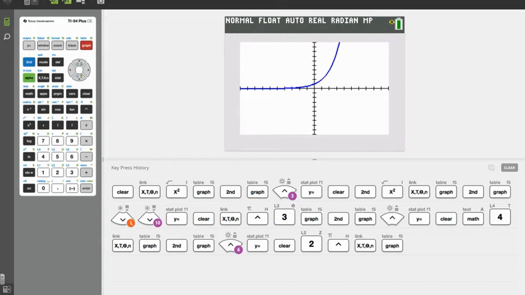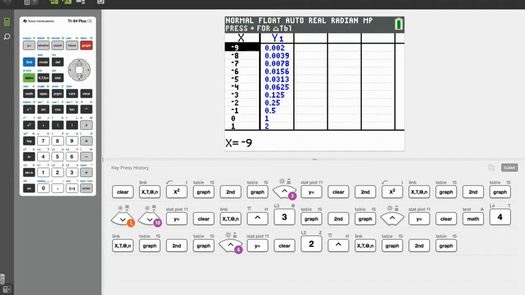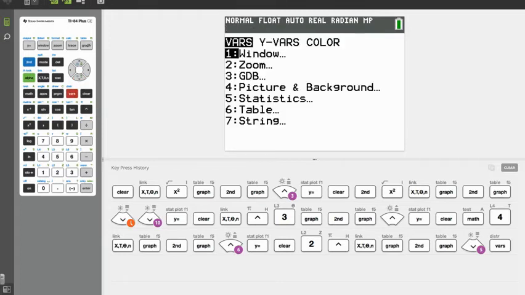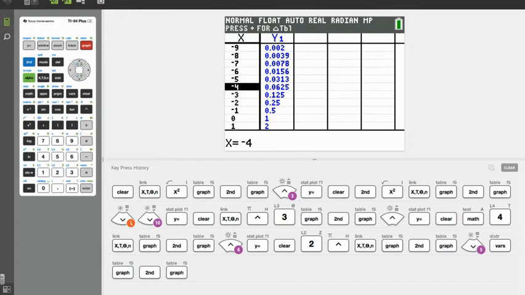We look at the graph to kind of decide what values do we want. I'm going to go with negative 8 to 3, because if you look at the table of values, once we get to around 3, we go way off.